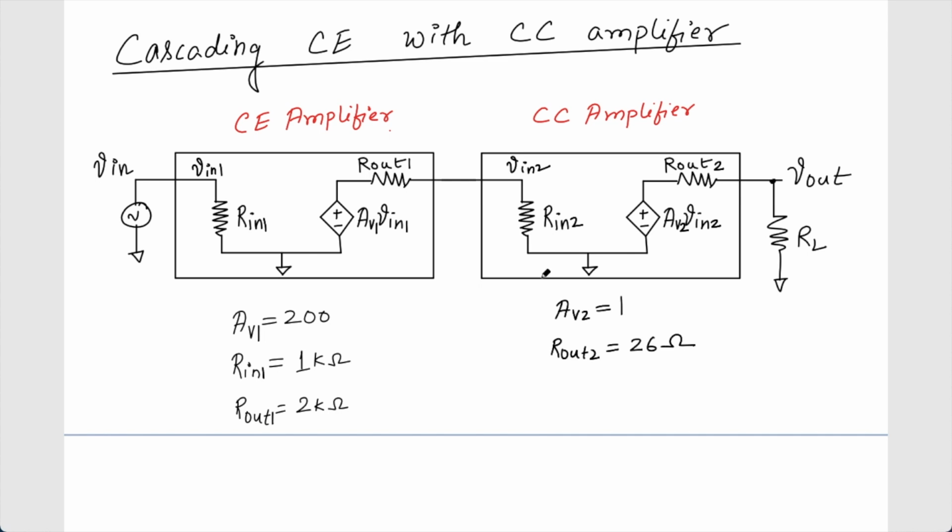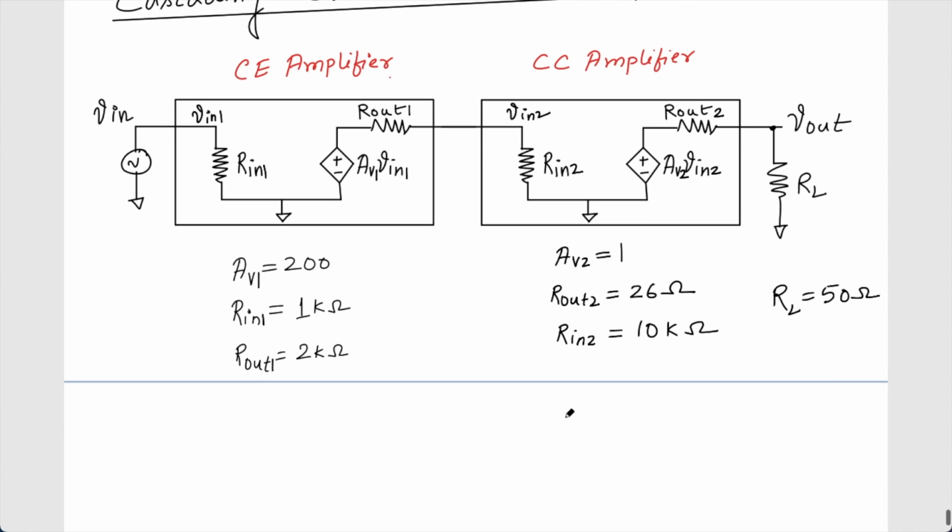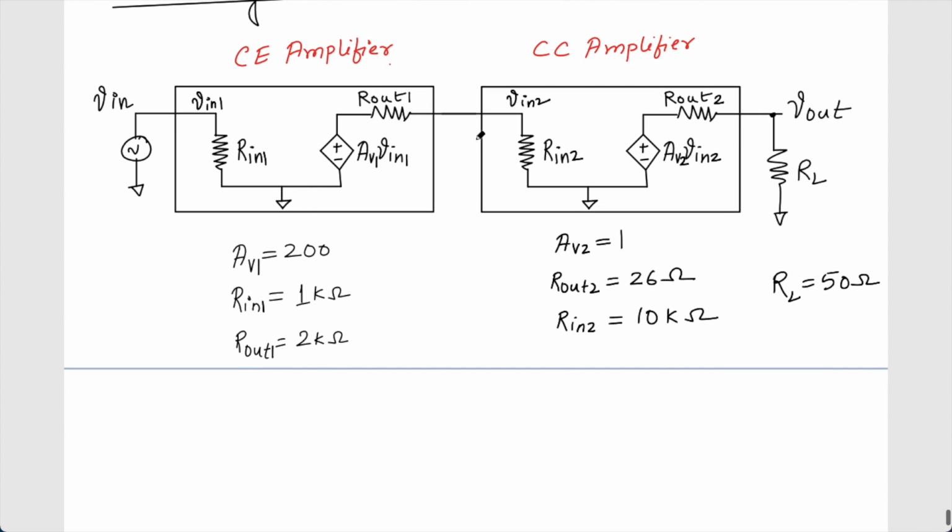Okay, and R in 2 is, let's call it around 10 kilo ohms, because it is RV1 parallel RV2, or approximately RV1 parallel RV2. And we know that RL, I'm supposed to drive a 50 ohms load. So now let's just estimate this one.